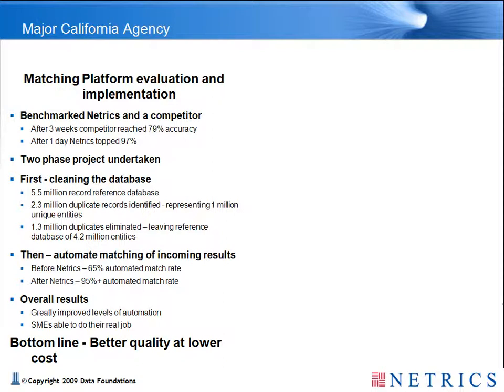Just to give you an example, before Netrix, they were able to automatically match 65% of those incoming results, and after Netrix, 95+% are matched automatically to the correct entity. So what that means is that they have obviously much greater levels of automation, and their subject matter experts are now able to do their real job rather than searching through databases trying to find the right record. So it's better quality at lower cost.